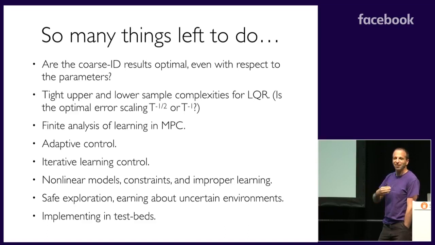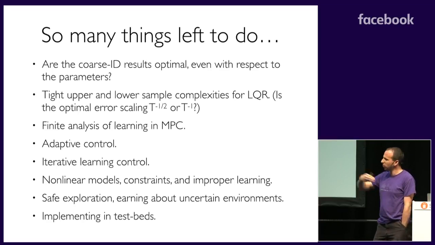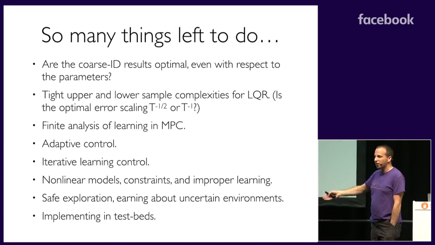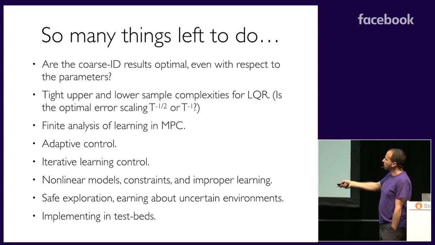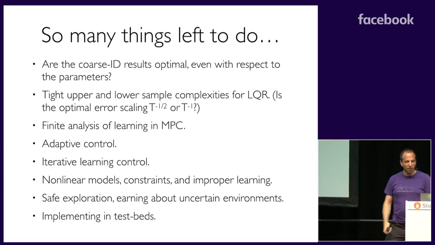For people who work in reinforcement learning, we've been looking at episodic reinforcement learning, where you're allowed to restart the problem. Can you work in the adaptive setting, where you just get one trial? There's actually a ton of work on this. If I had more time, I could do a huge survey just about adaptive control. Trying to nail that down as well would be great. And then there are a variety of other things involving safe exploration, understanding how to incorporate nonlinearity. There's just kind of an endless number of things that are left to do.